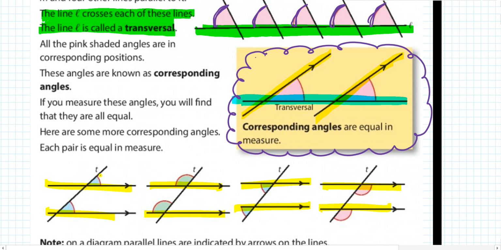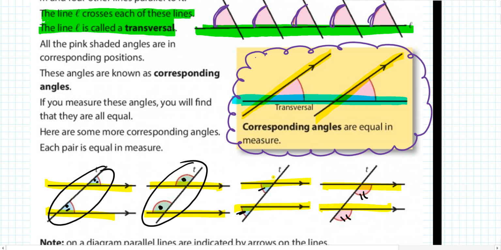Then I can say that this angle is corresponding to this angle here. This angle here is corresponding to this angle here. This angle here is corresponding, and these angles here are corresponding. You might have noticed there as well that I have done two dots for these angles, one dot for this angle, one line through the angle here, and two lines through the angle there. They are just four different ways in which we can say they are equal to each other.